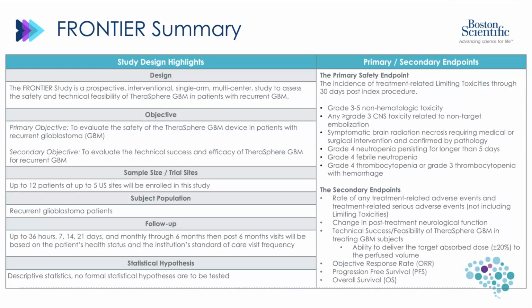Again, we're just looking for grade 3 CNS toxicity, meaning strokes. We want to make sure there's no stroke, there's no radiation necrosis. Obviously, these other grade 4 severe neutropenias would be unlikely because it's a local treatment. And obviously, secondary endpoints include how's the patient doing? What's the progression-free survival? What's the overall survival?